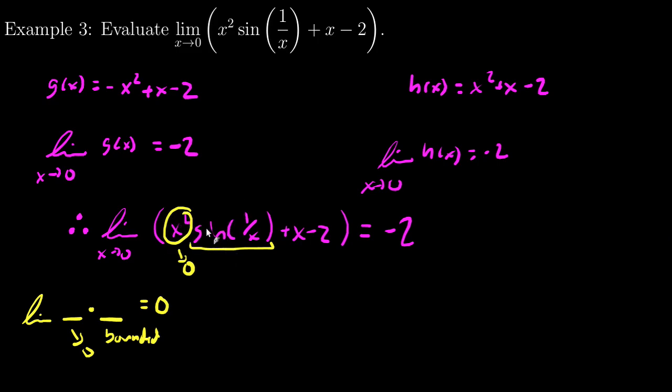So 0 times something stuck between negative 1 and 1 will approach 0, regardless of how crazy this 1 over x makes things. So this portion here approaches 0. X, as x approaches 0, also approaches 0. And the negative 2 just hangs out there, and so we can get there without coming up with the function, just realizing that this 0 collapses this thing down to 0.